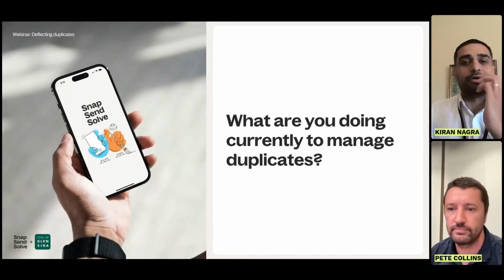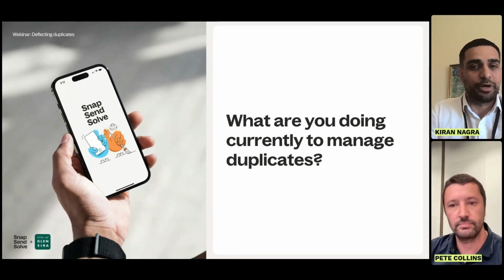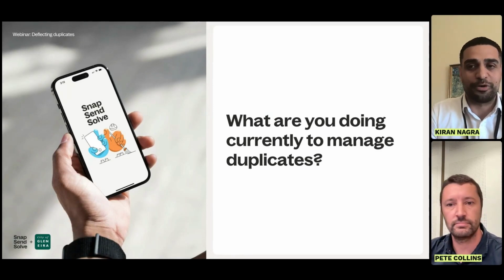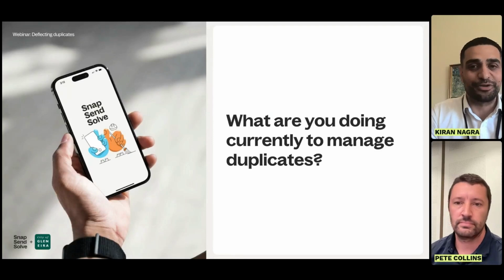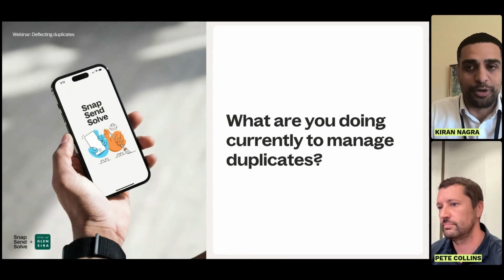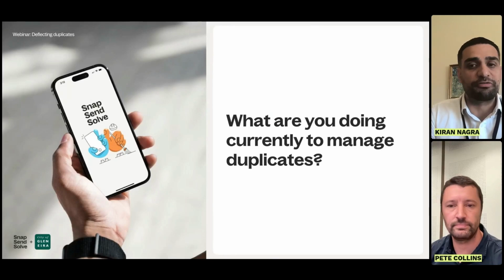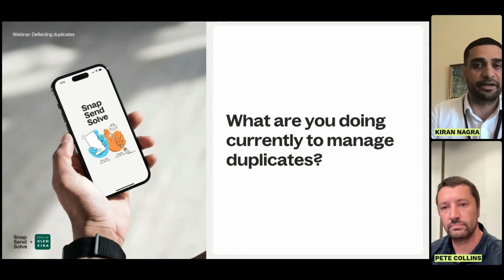Look, right now, just purely identifying duplicate requests is almost entirely a manual process. Our staff sometimes even have to rely on their own judgment to spot when a new report is actually a repeat of something that could have already been logged, often across different systems like Snap Send Solve and our internal CRM.